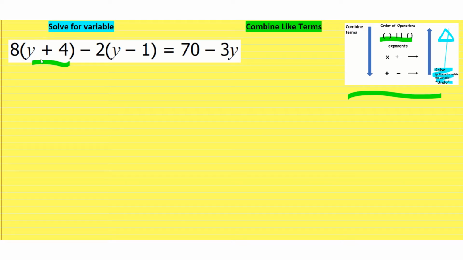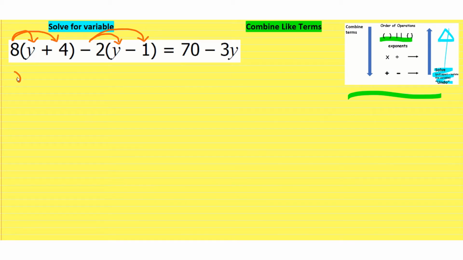Okay, so we cannot combine y and 4, nor can we combine y and -1, because those are not like terms. However, we can eliminate the parentheses by distributing into the parentheses. When we distribute into the parentheses, we multiply into the parentheses. So we are going to do that with the 8. We're also going to do that with the -2, and we will distribute that into this set of parentheses. Okay, so let's get started.